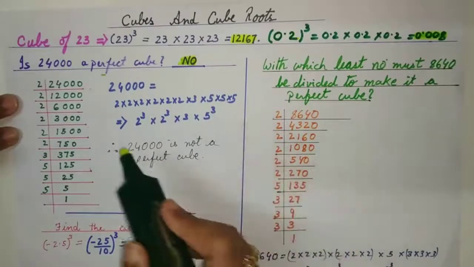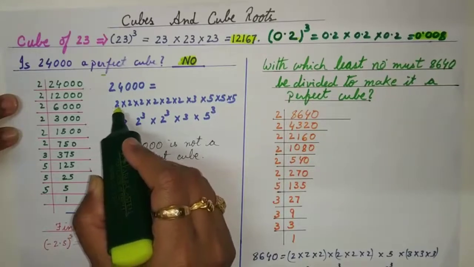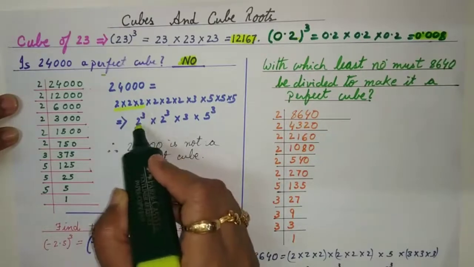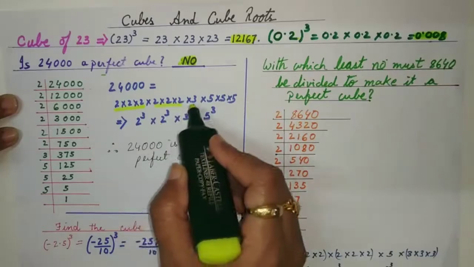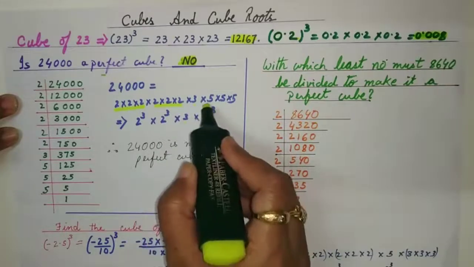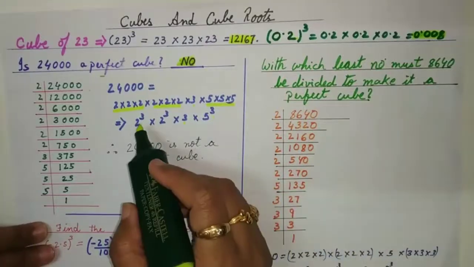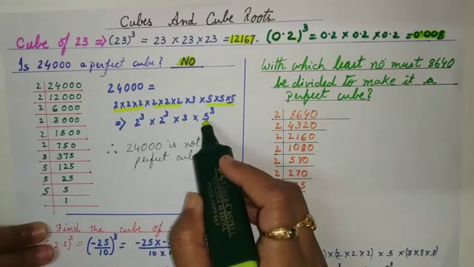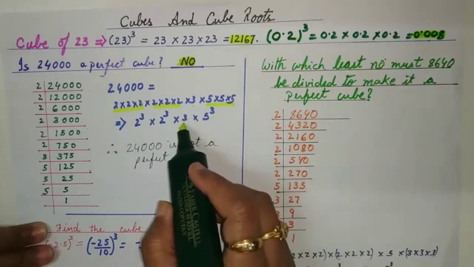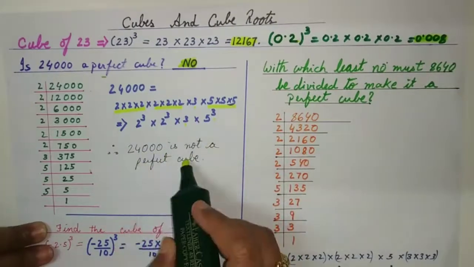So we can write 2 into 2 into 2 as 2 cube. 3 only 3, and 5 into 5 into 5 is 5 cube. So we are getting a cube of 2, a cube of 2, a cube of 5, but we are not getting a cube of this number 3 here. Therefore, it is not a perfect cube.